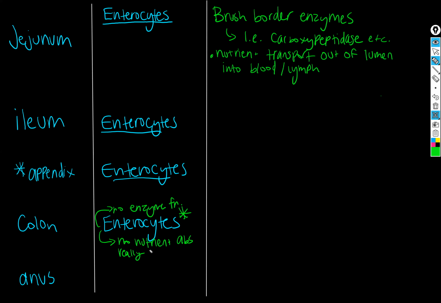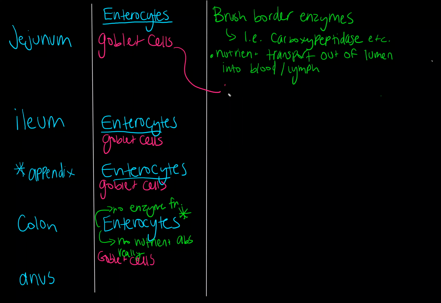So speaking of that, well, actually, let's do goblet cells first. There are goblet cells in the appendix still. So goblet cells are unicellular mucus glands.